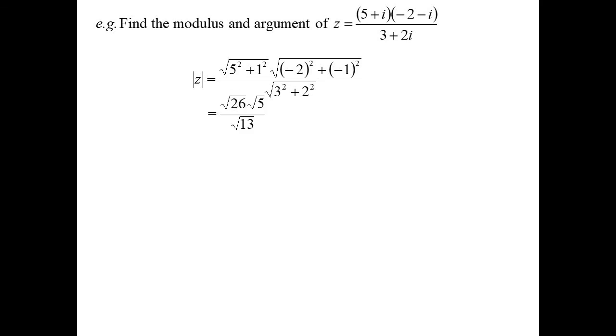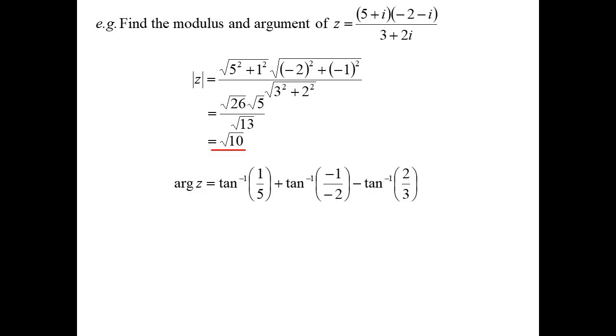So let's find the modulus and argument of this particular expression. Yes, I could do the calculation first, but I'm not going to, because it's much quicker to do it this way. Find the modulus of 5 plus i, then the modulus of minus 2 minus i, divided by the modulus of 3 plus 2i, and we end up with, oh, isn't that nice? 13 goes into 26. That was lucky. Root 10 as our final answer there for the modulus.